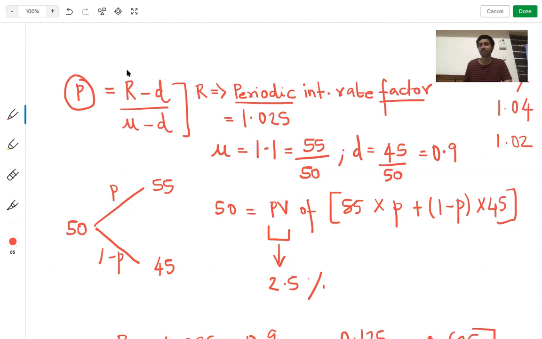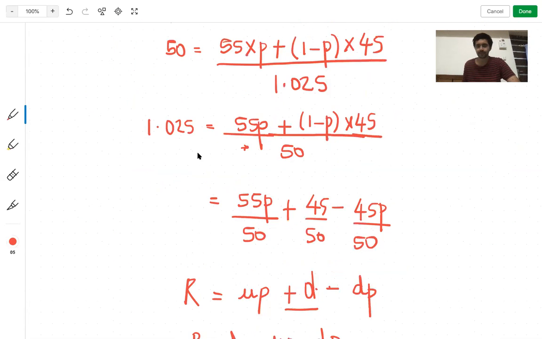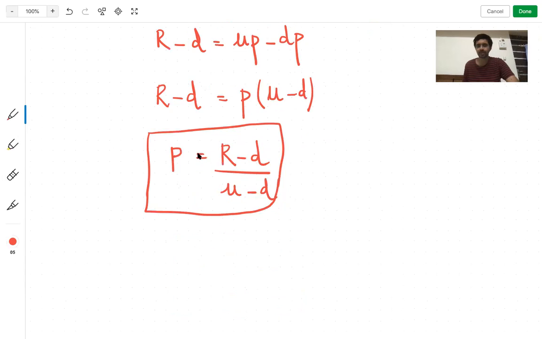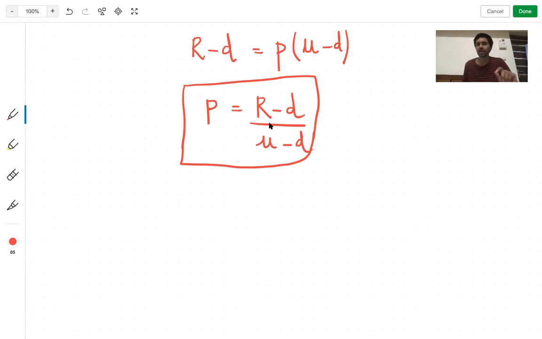Of course, within R there is also time to maturity, because we are dividing it by 2, right? So within R is time to maturity as well. But broadly speaking, there are basically three factors: R, U, and D. Of course, there's also a time to maturity component. And just note that if you keep changing R, which is the risk-free interest rate or the periodic interest rate factor, P keeps changing.